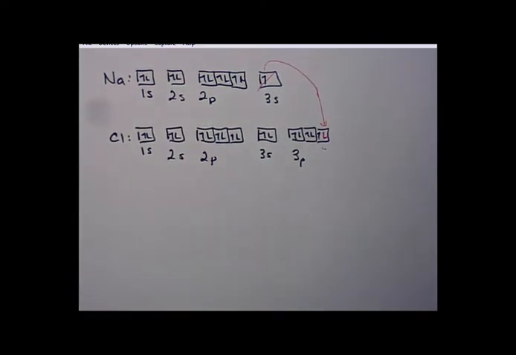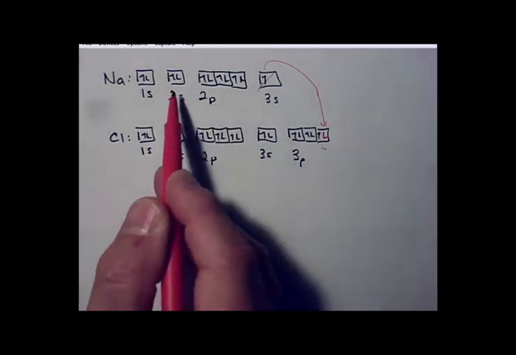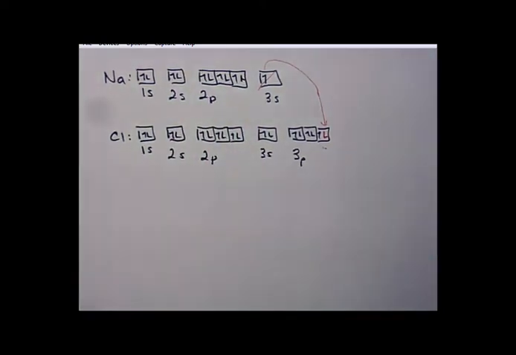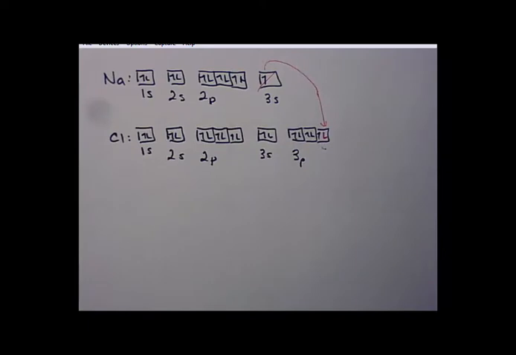Oh, but wait. We have a full outer energy level for sodium now, don't we? So both of these atoms now have an outer energy level that's completely full, fulfilling that octet rule. That makes sense? All atoms want to have a full outer energy level of 8 electrons. That makes sense to you?